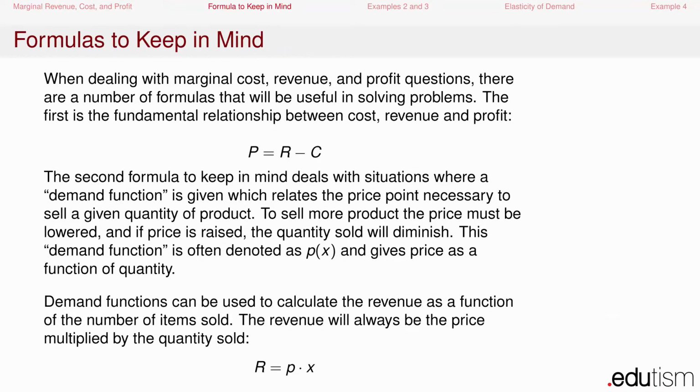When dealing with marginal cost, revenue, and profit questions, there are a number of formulas which will be useful in solving problems. The first is the fundamental relationship between cost, revenue, and profit. The profit is always the revenue minus the cost.